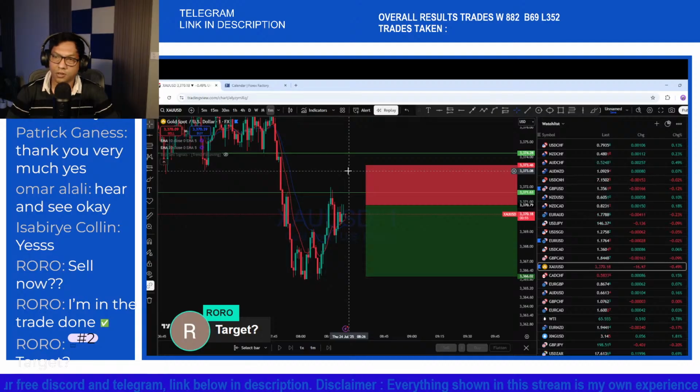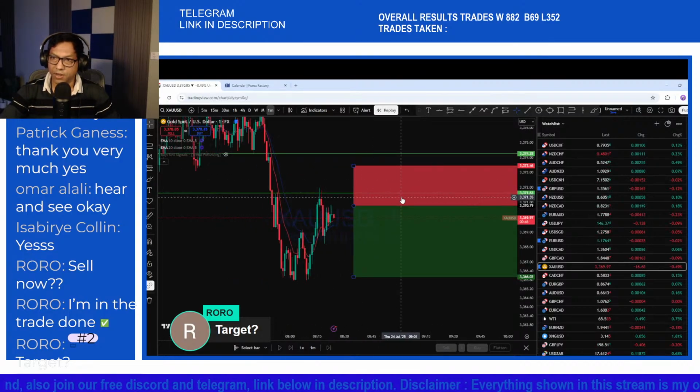Okay, so here quite a few narrow dojis. I'm still on the trade and would like to hold on to that until we see the price has managed to break below this level here.